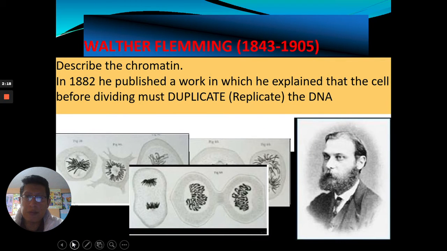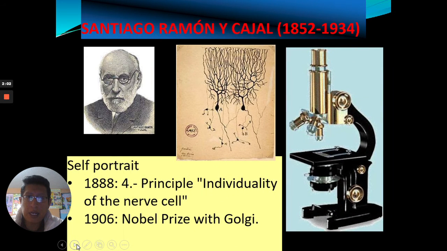Walter Flemming described the chromatin in 1882, and he published a work in which he explained that the cell, before dividing, must replicate the famous DNA. Santiago Ramón y Cajal, 1852-1934, has a cell portrait in which in 1888 he set out his principle about the individuality of the nerve cell, and in 1906 he received the Nobel Prize with Golgi.